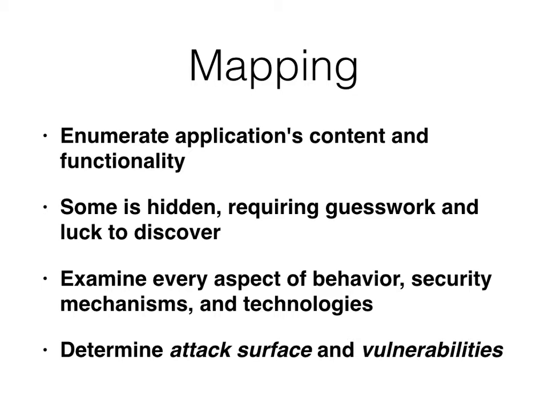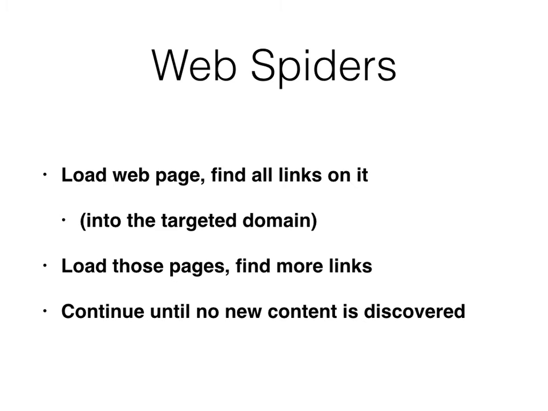So mapping is where you want to find out everything in the application. You're trying to find the attack surface, and this is a lot harder than you might imagine because web pages are built with a lot of strange technologies in a sort of contradictory way. And so you may have a really hard time finding every page in a website. You may never really know. So to enumerate the content, one thing people do is run an automatic spider.